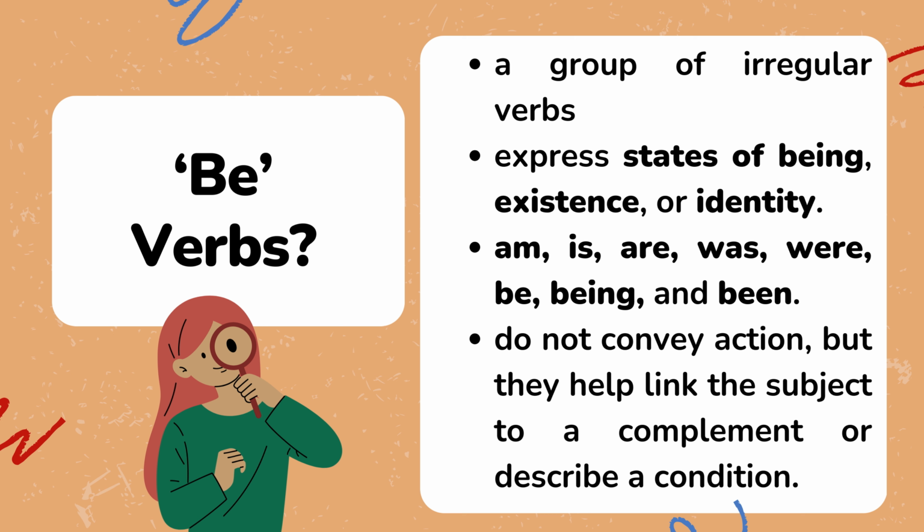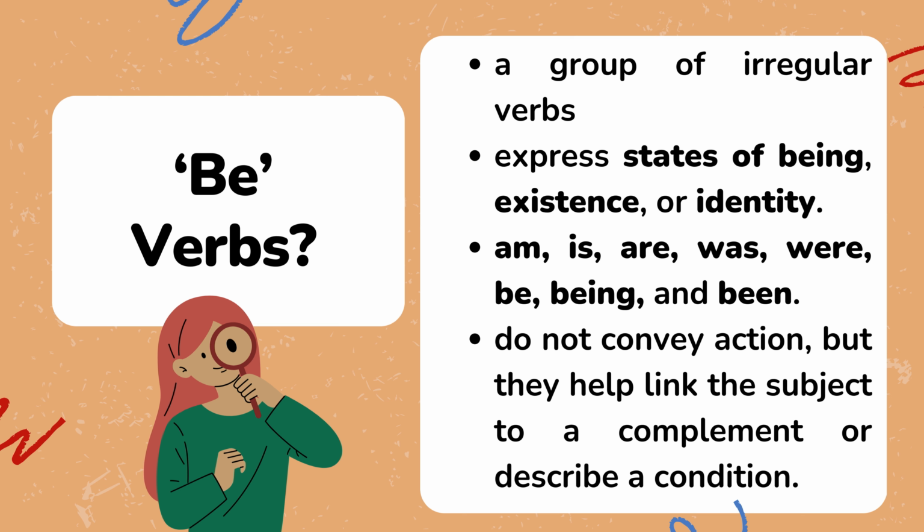Be verbs are a group of irregular verbs that are primarily used to express states of being, existence, or identity. They help describe what someone or something is or was, or how they are. The core be verbs in English are am, is, are, used in the present. Was, were, used in the past. Be, being, and been, used in various other tenses and forms.